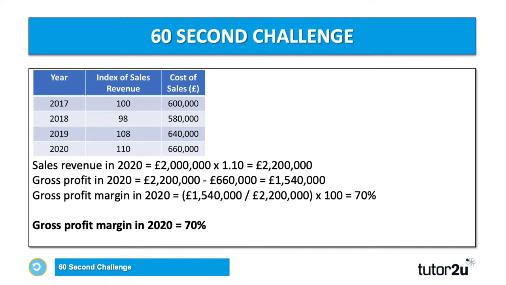The gross profit in 2020, therefore, is 2.2 million minus the cost of sales, 1,540,000, and lots of you were able to calculate that. We then put that into our gross profit margin formula right from the start of this session, multiply that by 100, and we get an answer of 70%. So very well done if you got that far. If you didn't, hopefully that will show you how to do it.